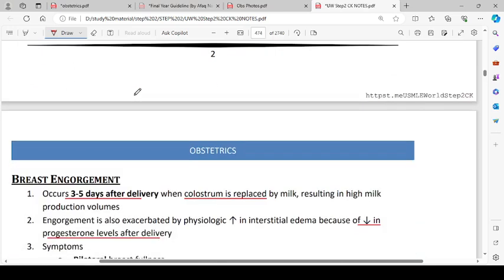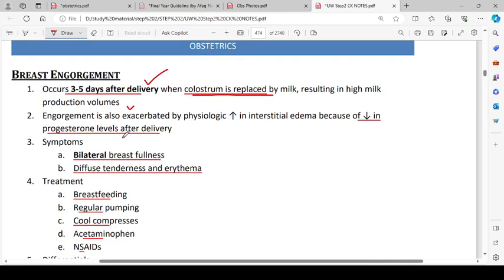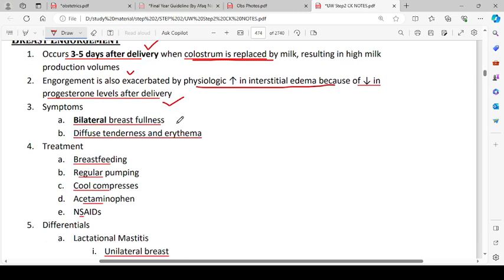Then breast engorgement occurs 3 to 5 days after delivery when colostrum is replaced by milk, resulting in high milk production volumes. Engorgement is also exacerbated by physiological increase in interstitial edema because of decrease in progesterone levels after delivery. Symptoms: bilateral breast fullness, diffuse tenderness and erythema.